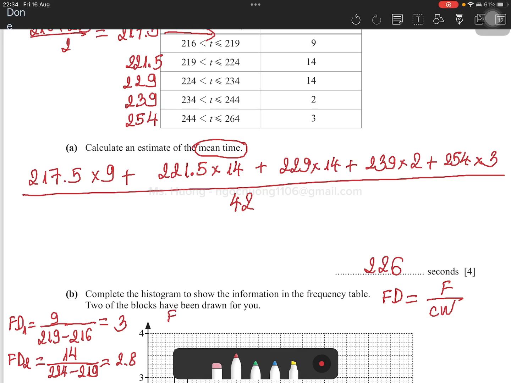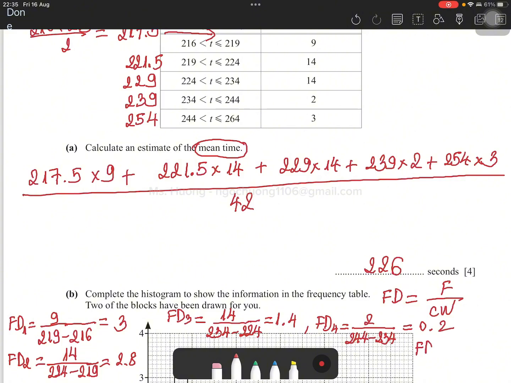For the third frequency density, it is 14 divided by 234 minus 224. So this is 14 divided by 10 equals 1.4. For the fourth frequency density, it is 2 divided by 244 minus 234. So 2 divided by 10 is 0.2.